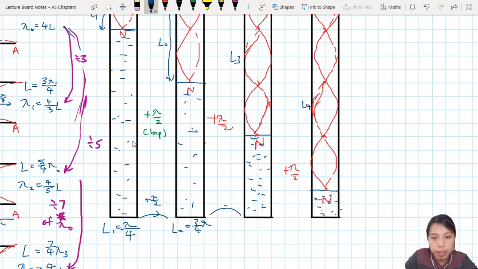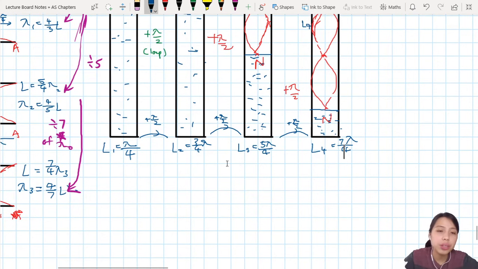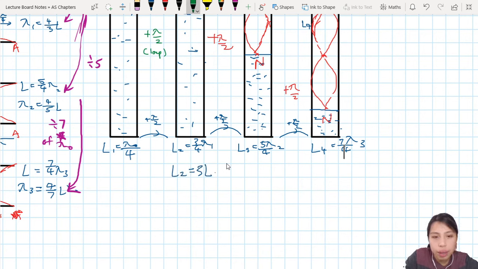Do the same thing again, our arithmetic progression: plus lambda over 2, we get L3 equals 5 over 4 lambda. Add again, you fit more and more wavelength inside, and then your pipe can fit 7 over 4 of a wavelength. Of course, you can rearrange this to get your lambda, with n equals 0, 1, 2, 3, 4, 5, and so on. To summarize the patterns: L2 is 3 times L1.